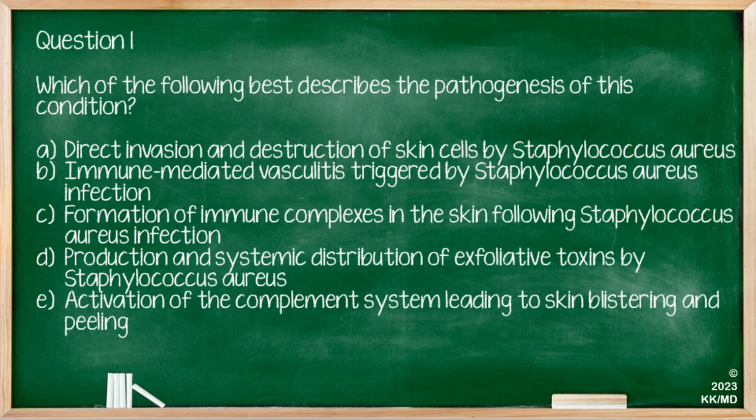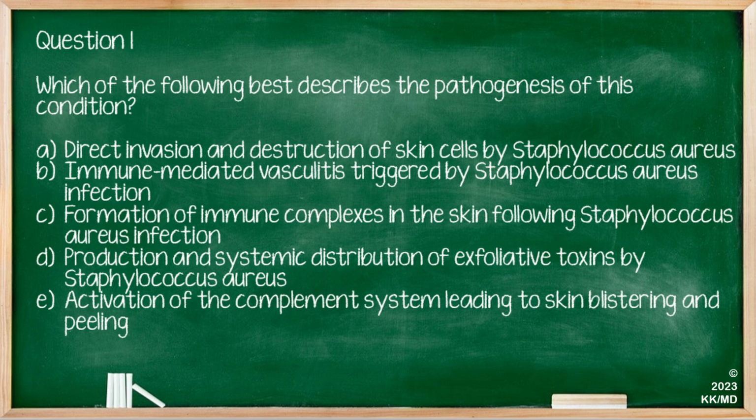So these are the options. Option A is direct invasion and destruction of skin cells by Staphylococcus aureus. Option B is immune-mediated vasculitis triggered by Staphylococcus aureus infection. Option C is the formation of immune complexes in the skin following Staphylococcus aureus infection. Option D is production and systemic distribution of exfoliative toxins by Staphylococcus aureus. And E is activation of the complement system leading to the skin blistering and peeling.